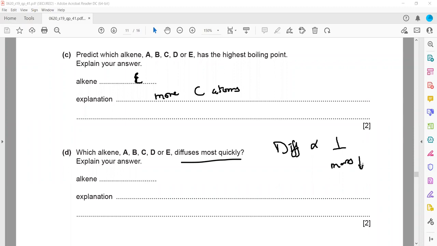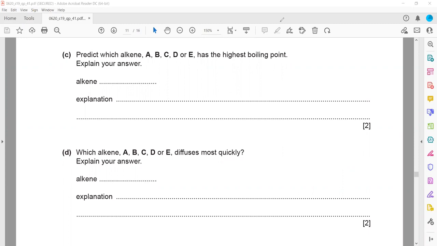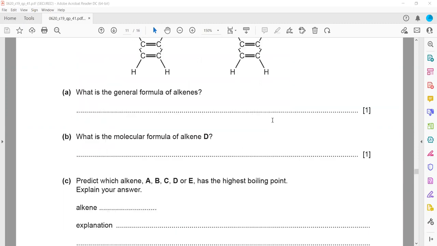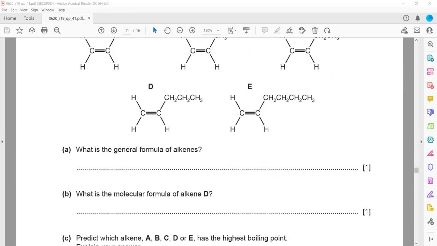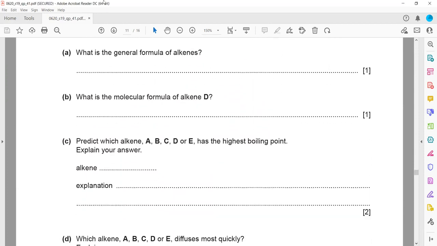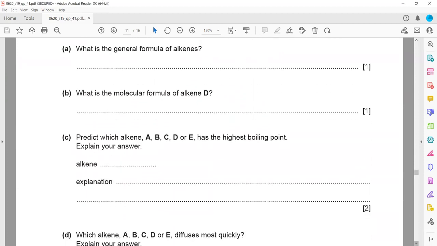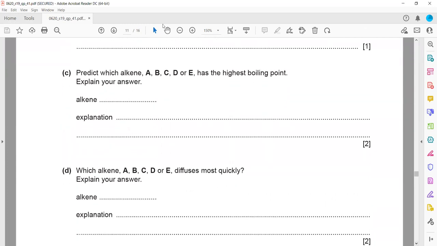So the one which has the smallest mass will have the highest rate of diffusion. It is obvious the one which contains few carbon atoms will have a lower mass. So A will have a smaller mass because it has few atoms. So lighter gases diffuse faster. So the answer here, which gas diffuses faster? That is A. And the reason is that it has a small molecular mass, or lower relative molecular mass.